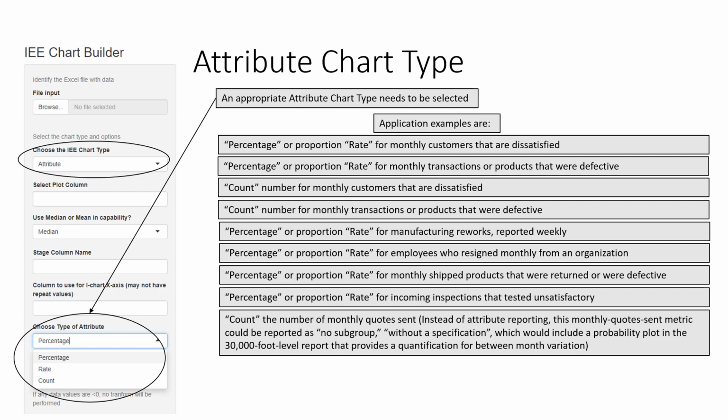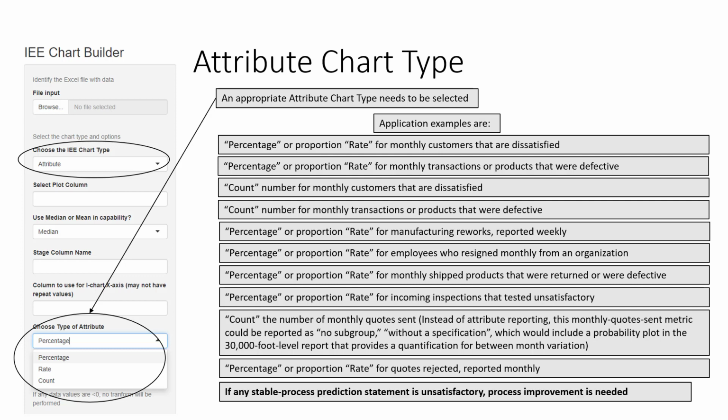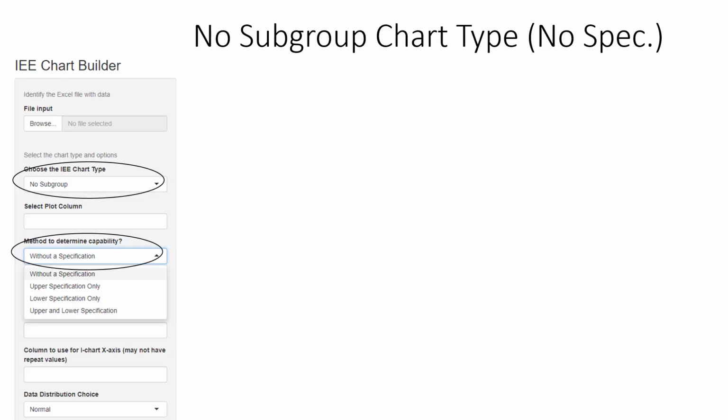Count the number of monthly quotes sent. Instead of an attribute reporting, this monthly quote sent metric could be reported as no subgroup without specification, which would include a probability plot in the 30,000 foot level report that provides a quantification for a between month variation. Percentage or proportion rate for quotes rejected reported monthly. If any stable process prediction statement is unsatisfactory, process improvement is needed.